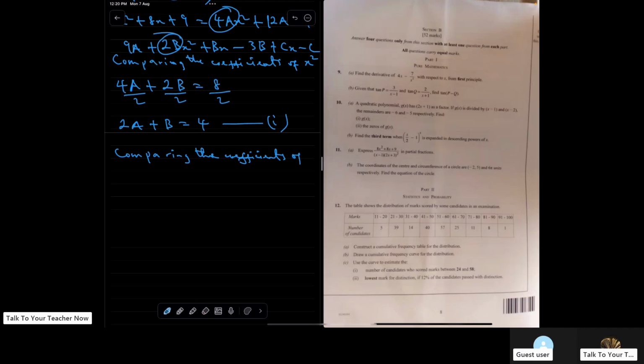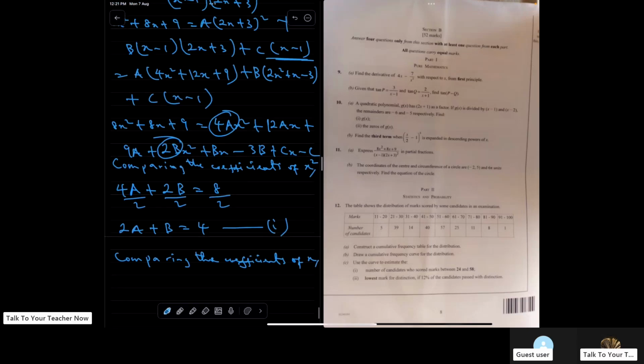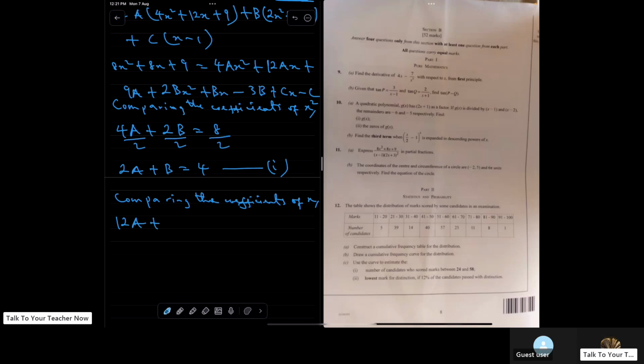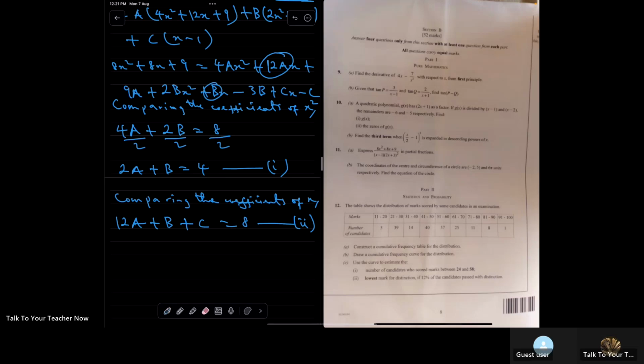Compare the coefficients of x. What do we have? I'm doing the right hand side first, so that I don't have to rewrite the equation. 8 equals 12a plus b plus c. You have to be careful: 12a plus b plus c equals 8. Exactly. Can you divide both sides by 4? No, it's not common to all of them. Oh, yes. So what's the next?